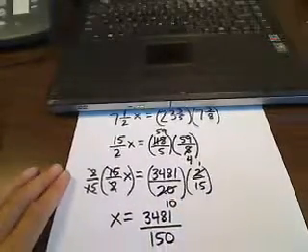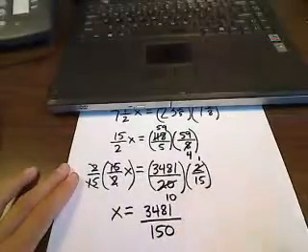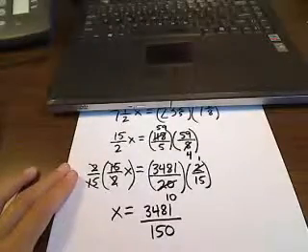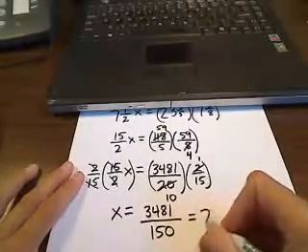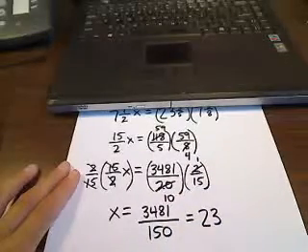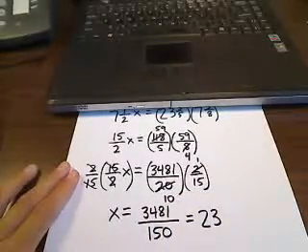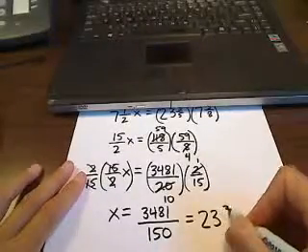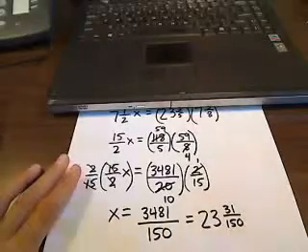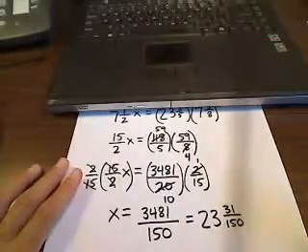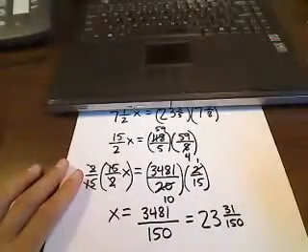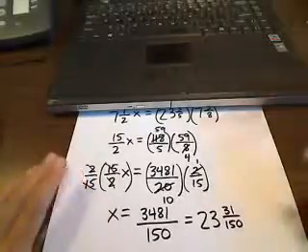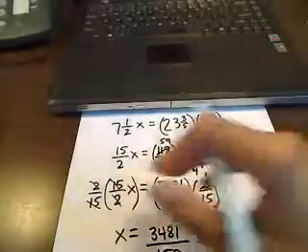I think they want this left in the mixed fraction form for their answer, so let's take the 3481 and divide it by 150, and it goes in evenly 23 times. And we have to see what we're left with, so 23 times 150 is 3450, so we're left with 31 over 150. That seems like a big denominator for this problem, but that's what I'm getting. Okay, so let's do the next piece as well.